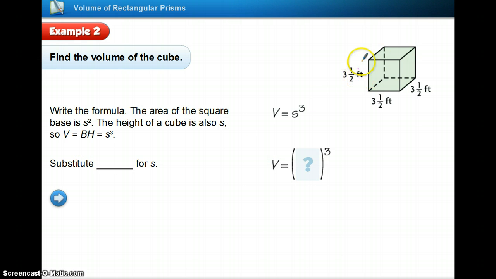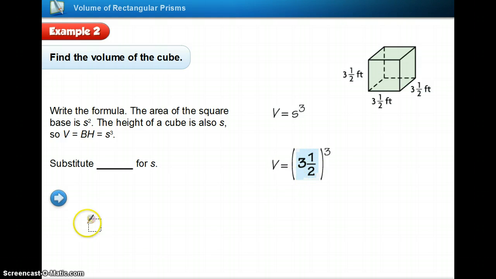So now we have a cube. Now the nice thing about a cube is all sides are going to be equal, length, width, and height. So that's why they changed the formula to s cubed. Remember, formula for area of a square was s squared. Now volume of a cube is s cubed. So we're going to place 3.5 in our formula.